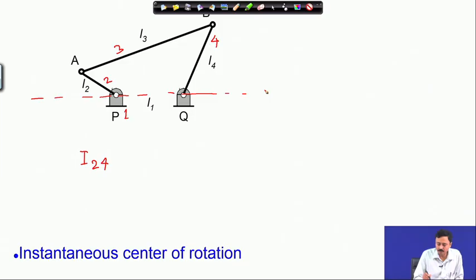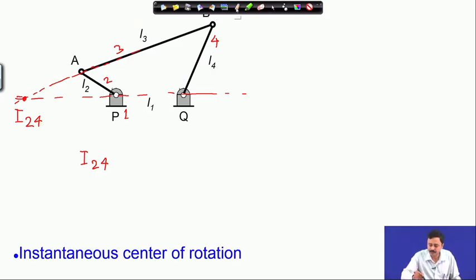It lies on the line of I 1 2 and I 1 4, and it also lies on the line I 2 3 and I 3 4. So, this is the line. So, here we have I 2 4. Now, this is what we need.